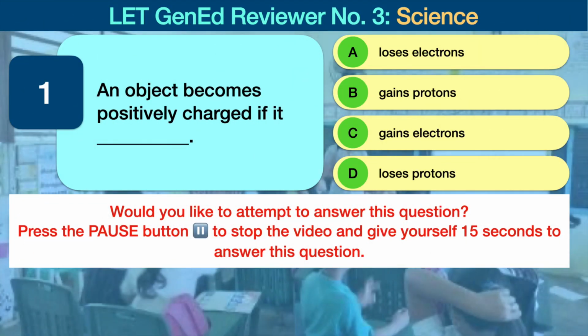Question number 1. Physics. An object becomes positively charged if it, blank. A. Loses electrons. B. Gains protons. C. Gains electrons. D. Loses protons.